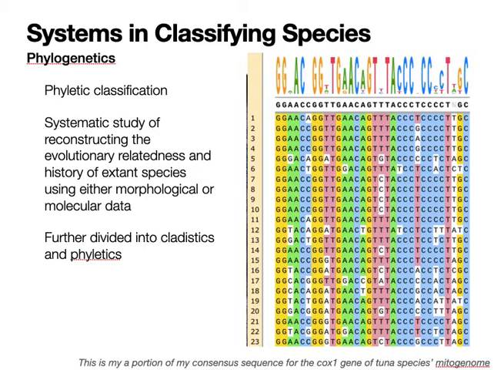So say for example, in my experiment on the COX-1 gene that is shared by tuna species mitochondrial genome, we can make a phylogenetic tree by simply looking at the nucleotide sequences. So for example, in here, the first base pair is one character. Okay? So we can see here it's all G for the 23 tuna species and so on.